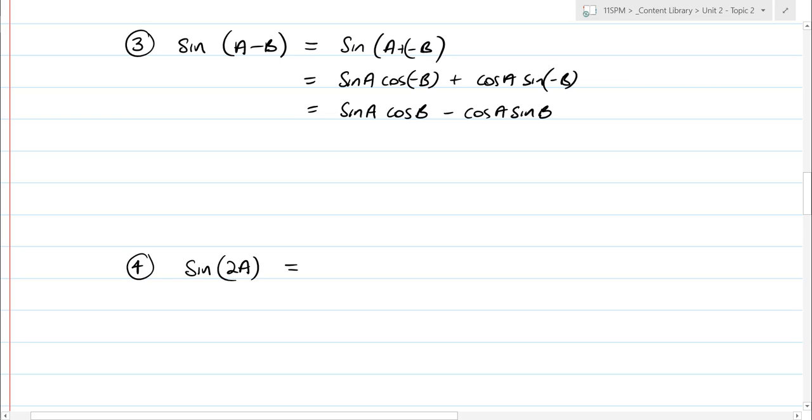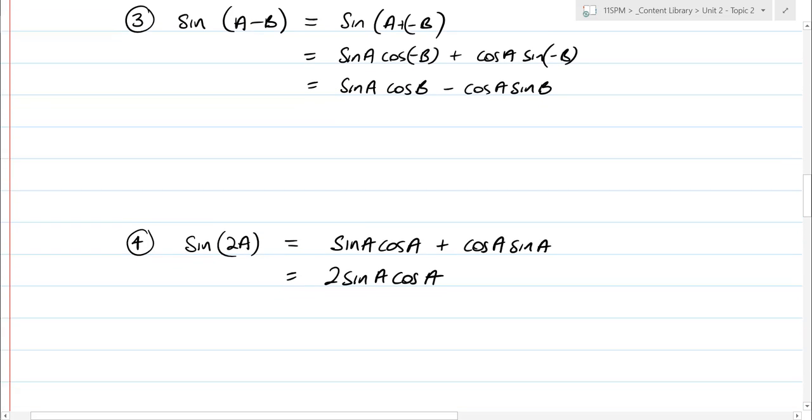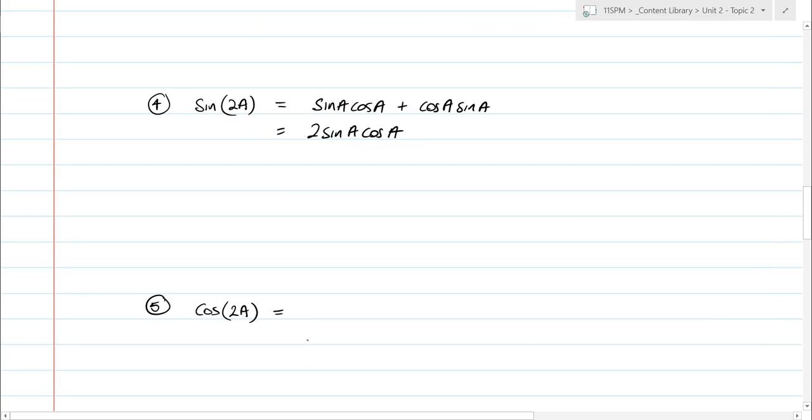So sine of 2A is just equal to sine A cos A plus cos A sine A, which of course is just equal to 2 sine A cos A. Bam. That's sine of 2A. And my last one, and I'll zoom out and let you copy it down in a second. Cos of 2A is cos A minus sine A, which of course is cos squared A minus sine squared A.